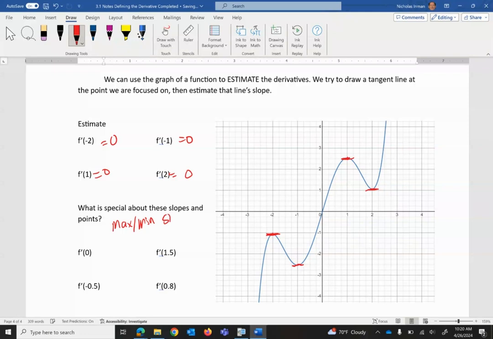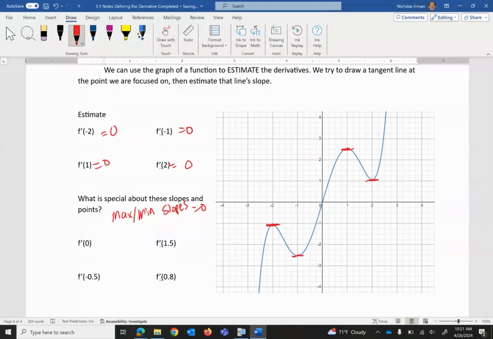The maximums and minimums have a slope of 0. That's actually going to be how we, with calculus, can calculate where a maximum or minimum, where an extrema, occurs. We can do it based on its derivative being equal to 0. That's going to be a huge, huge, huge factor of these things as we move forward.